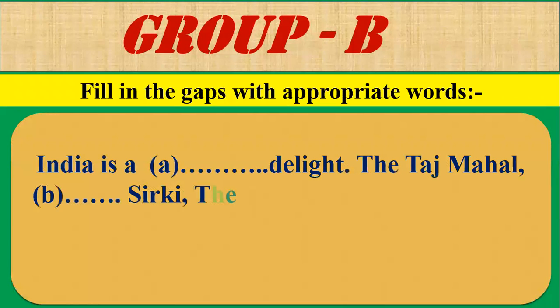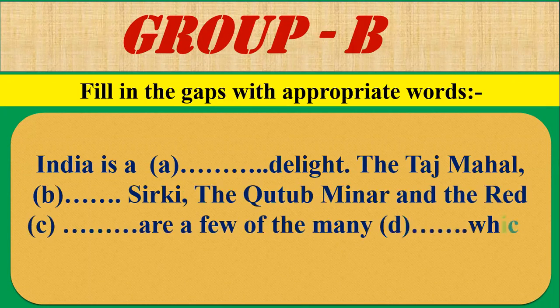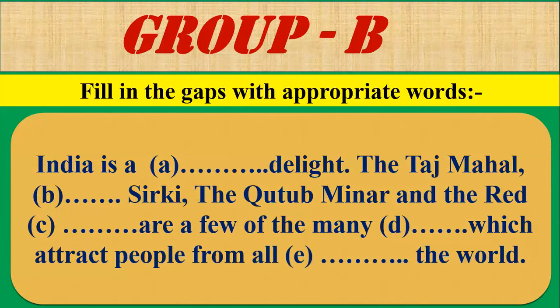Learners, come to group B. You have to fill in the gaps with appropriate words. Here is the question. Gap A dash delight. The Taj Mahal, Gap B dash Sikri, the Qutub Minar and the Red Gap C dash are a few of the many Gap D dash which attract people from all Gap E dash the world.